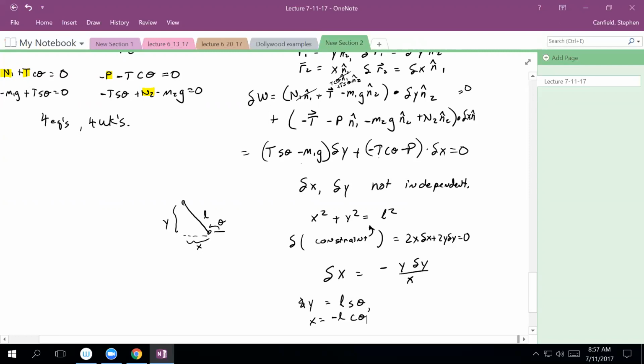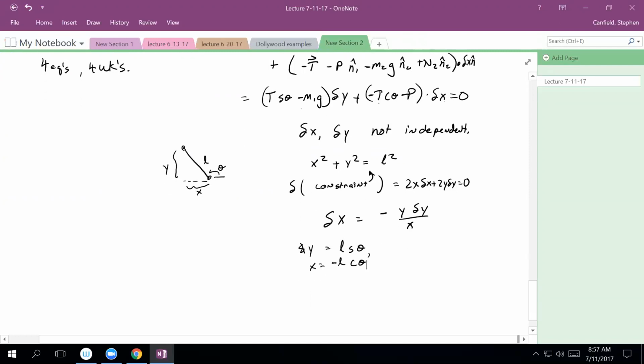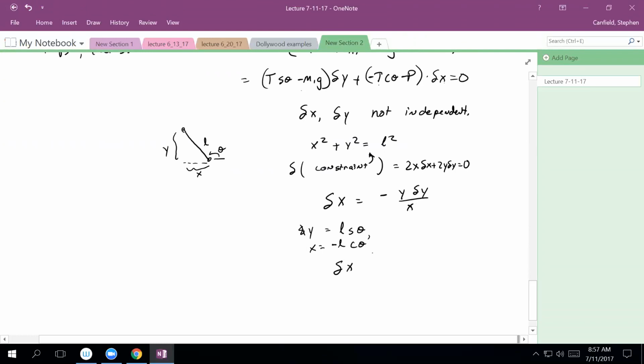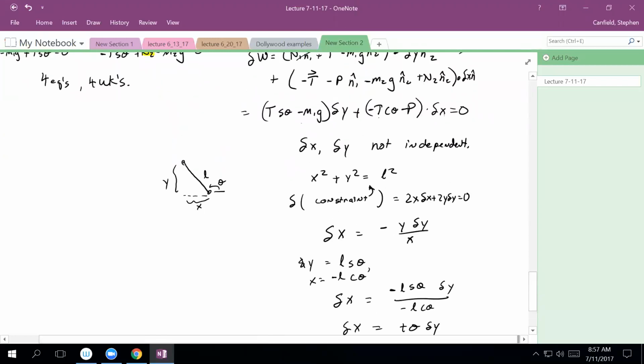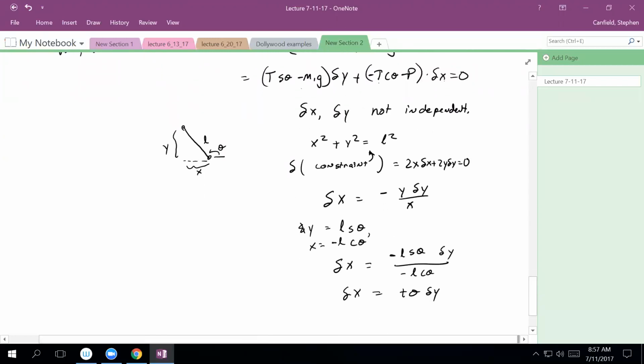So if I plug those in, they give me a virtual x equals negative L sine theta virtual y over negative L cos theta, which is just tangent of theta. So if I just wanted to write this in terms of my theta, probably I could have gotten there more quickly another way. That is tangent theta.